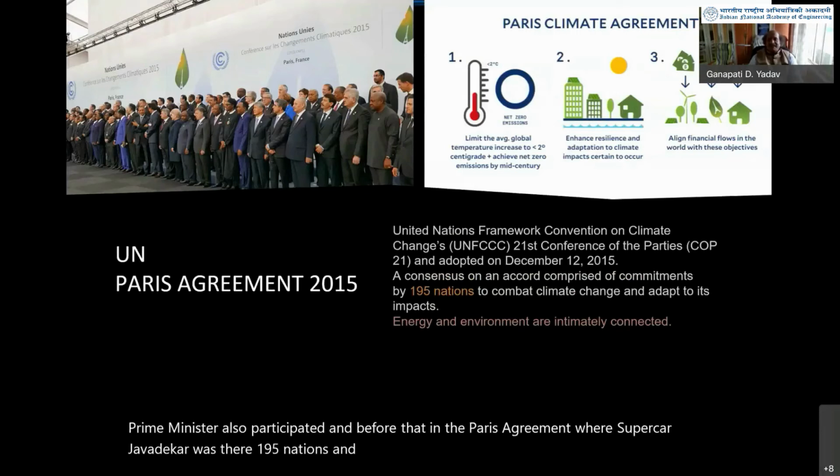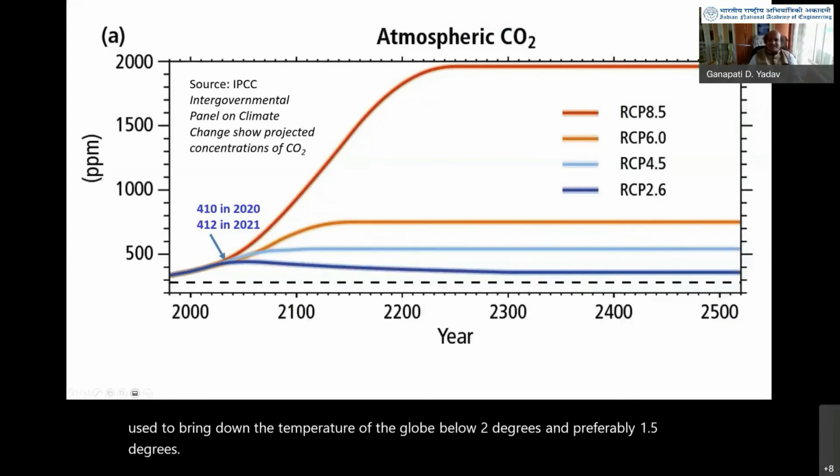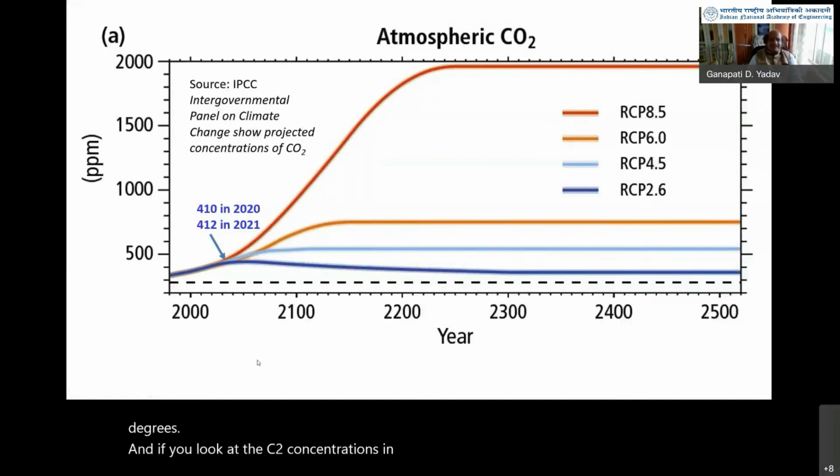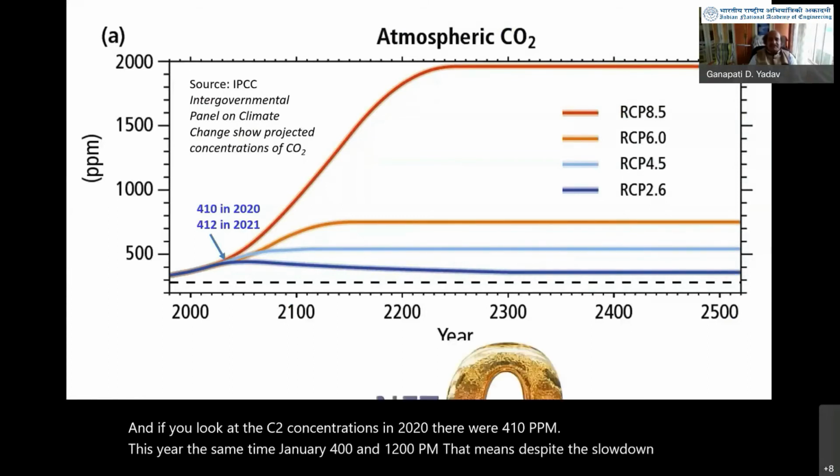And so we know that our goal of the nations is to bring down the temperature of the globe below 2 degrees and preferably 1.5 degrees. And if you look at the CO2 concentrations in 2020, they were 410 ppm. This year, same time, January, 412 ppm.